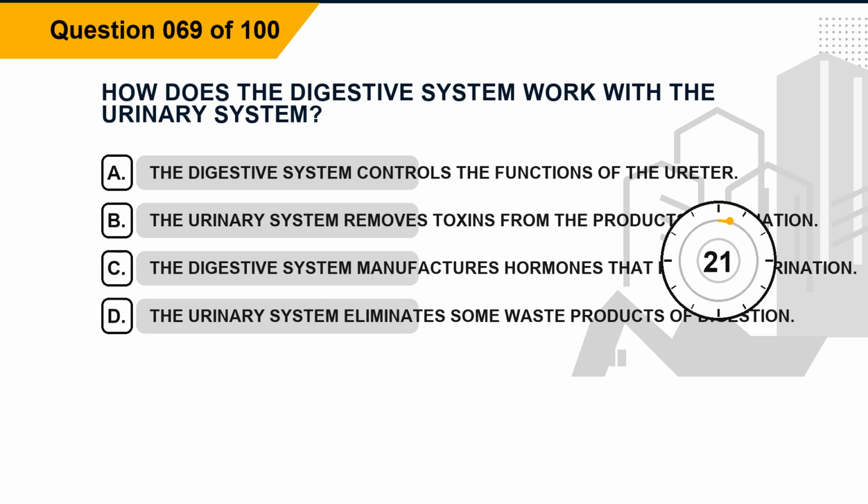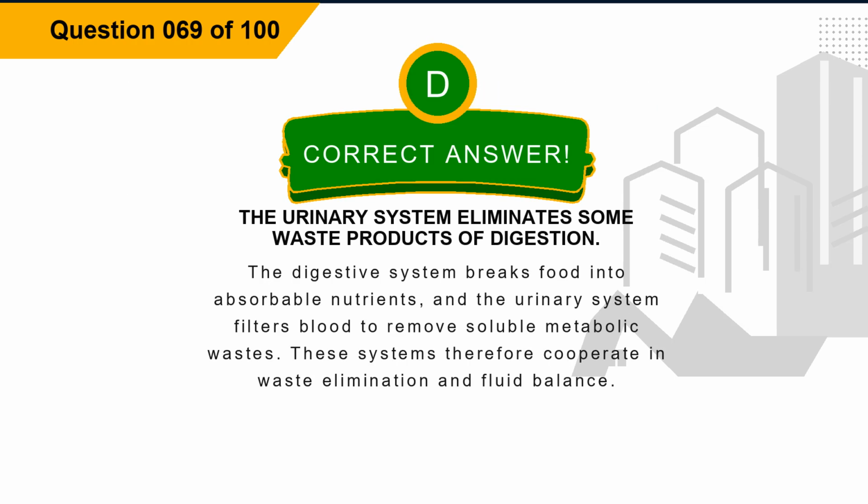Question 69. How does the digestive system work with the urinary system? Option A, the digestive system controls the functions of the ureter. Option B, the urinary system removes toxins from the products of urination. Option C, the digestive system manufactures hormones that influence urination. Option D, the urinary system eliminates some waste products of digestion. The correct answer is option D, the urinary system eliminates some waste products of digestion. Explanation: the digestive system breaks food into absorbable nutrients, and the urinary system filters blood to remove soluble metabolic wastes. These systems therefore cooperate in waste elimination and fluid balance.